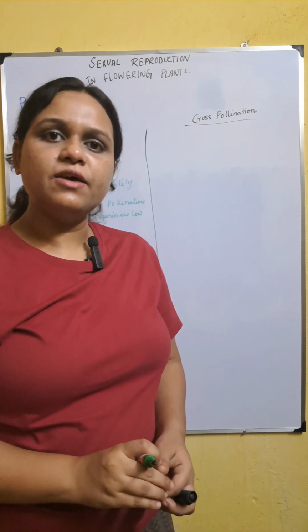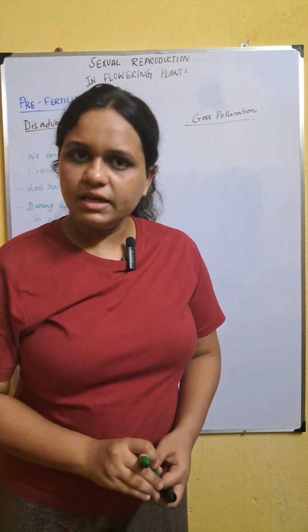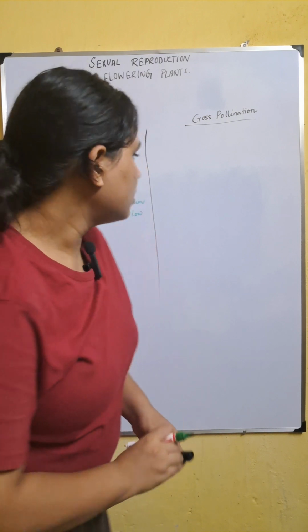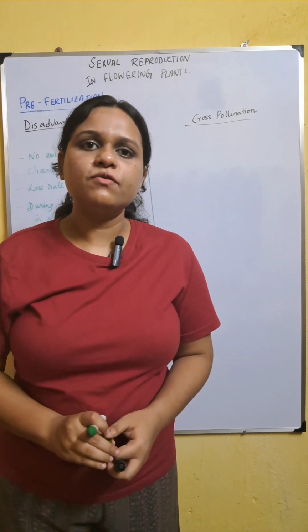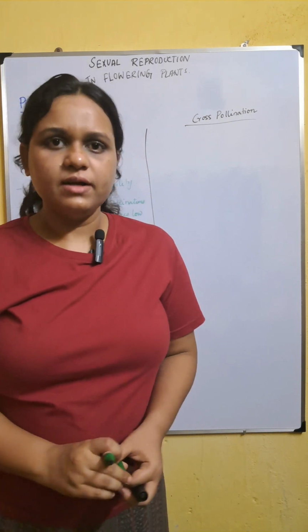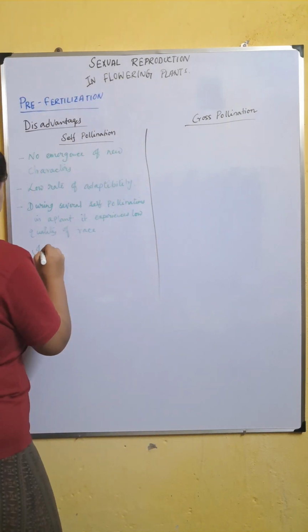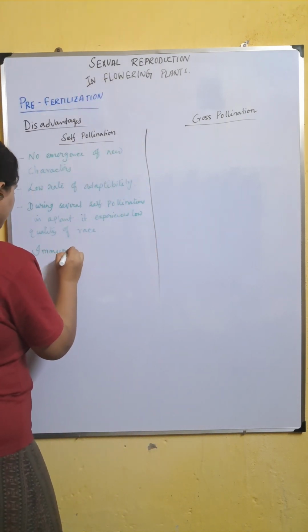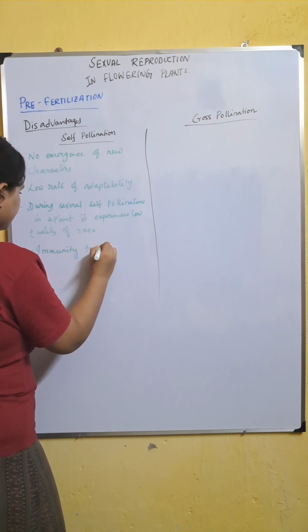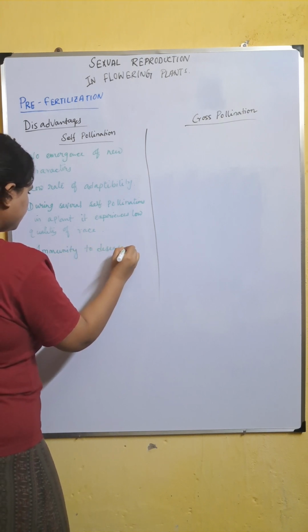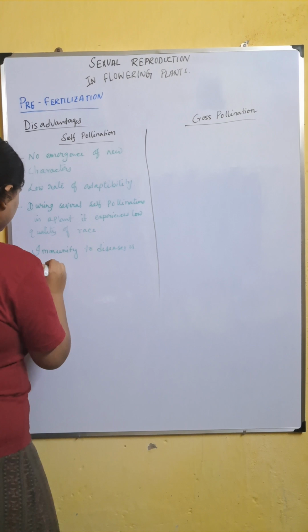Self-pollination is evolutionarily not good. Immunity in case of self-pollinated plants is very much decreased. Immunity to diseases is decreased.